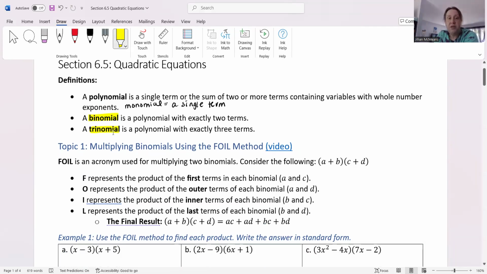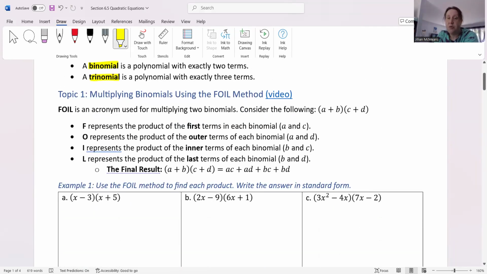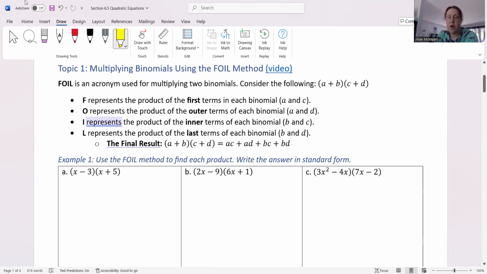For topic one, we need to know how to multiply binomials using something called the FOIL method. Binomials, remember, are polynomials that have two terms. So you could have something like 5x plus 1, and then we're multiplying two binomials, so you could have something like 3x minus 7. That would be two binomials. We can multiply these using the FOIL method. FOIL is just an acronym. It stands for first, outer, inner, last.